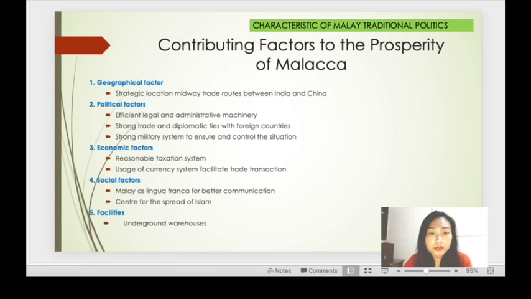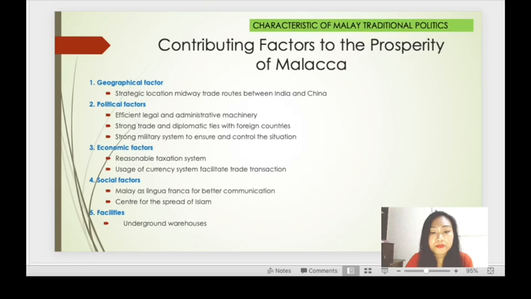The second one is political factors. Efficient legal and administrative machinery. Strong trade and diplomatic ties with foreign countries, especially China, yeah, and India. Strong military system to ensure and control the situation. The third one, economic factors. Reasonable taxation system. Usage of currency system to facilitate trade transactions. The fourth one is social factor. Malay as lingua franca for better communication.